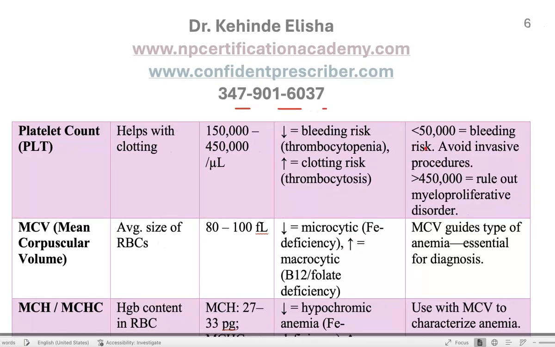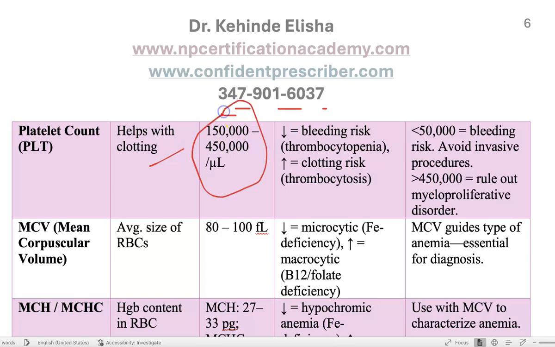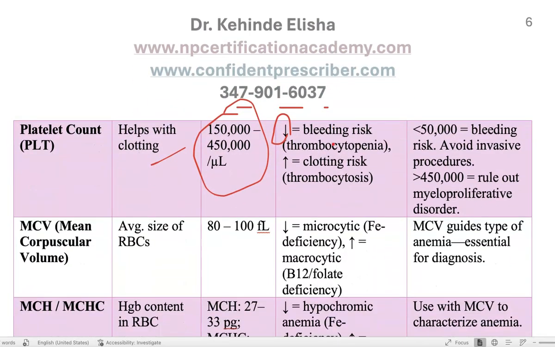Now let's take a look at platelet count. Now our platelet, what does it do? It helps us with clotting, right? What is the normal range? 150,000 to 450,000 per microliter. If it is low, that means there is a risk for bleeding because there's nothing to clot you. If you get hurt or something, you can continue to bleed and bleed and bleed. That's thrombocytopenia. What about if it is increased? We're going to have clotting risk, and we may have what? Thrombocytosis.